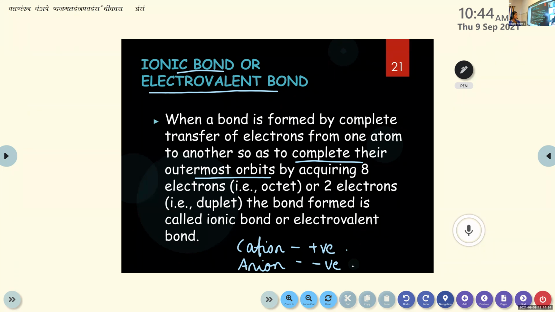So when a bond is formed by complete transfer of electrons from one atom to another, so as to complete their outermost orbits by acquiring 8 electrons, that is octet, or 2 electrons, that is doublet, the bond formed is called ionic bond or electrovalent bond.